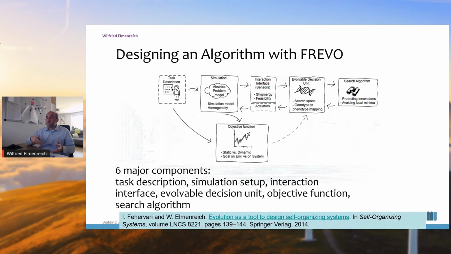Then we need to define how there is the interaction of agents with each other. Then we need to have an evolvable decision unit and the search algorithm and an objective function. The nice thing with FREVO is that it basically helps us putting all these things step by step together. There are also some pre-made components that can be used, so we don't need to re-implement the neural network or to implement the search algorithm, so everything's there. And this way we can go forward modeling it.